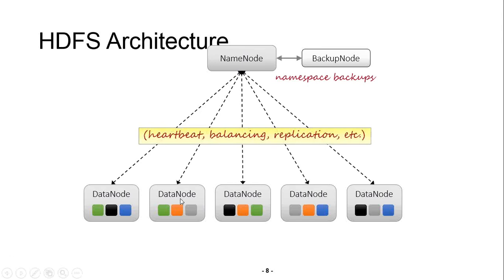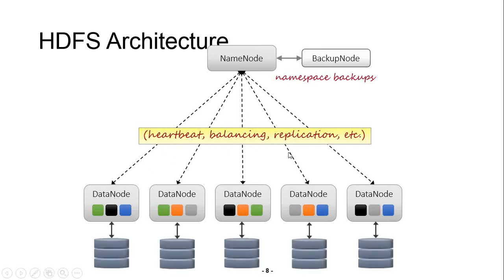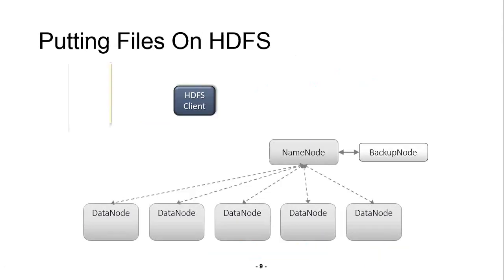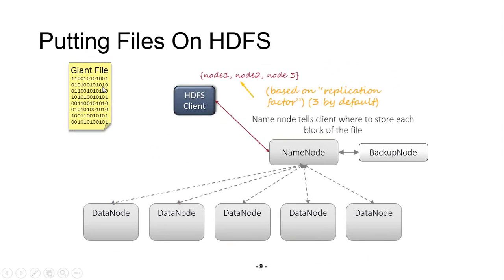The name node talks to all the data nodes available in the cluster through heartbeat. It checks whether the data node is up and running, and the name node provides balancing and replication. And these data nodes store the data and write it into the local hard disk of those nodes. Typically the large file that we were talking about is split into multiple files, and it has to be stored in all those data nodes.